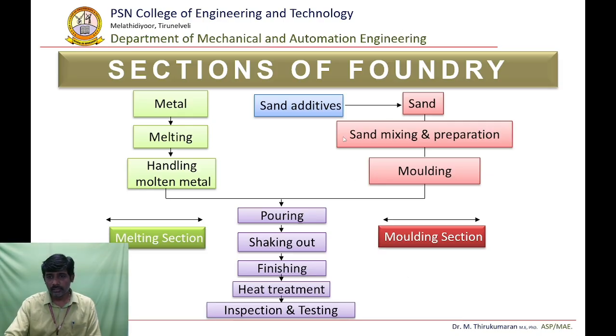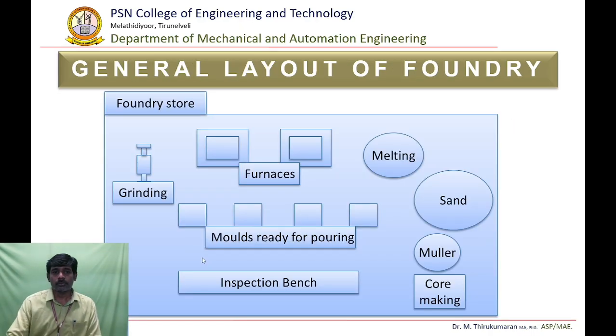The sand method is generally called the molding section, and the metal method is called the melting section. So this is the general layout followed in foundry sections.